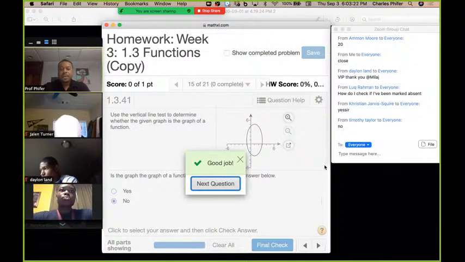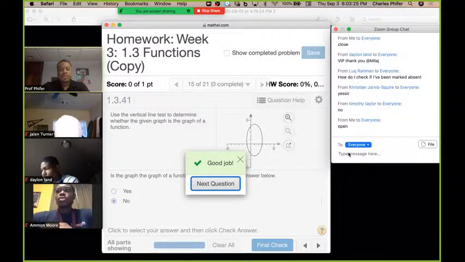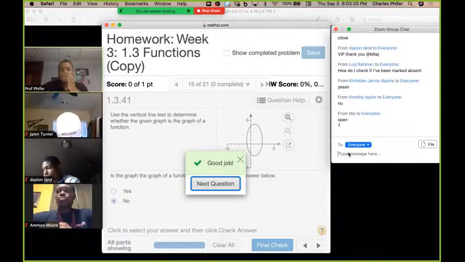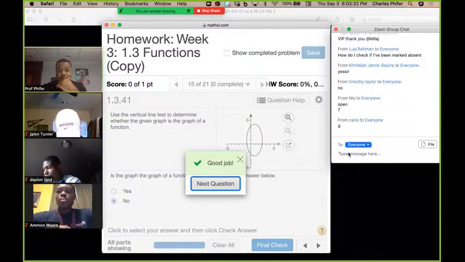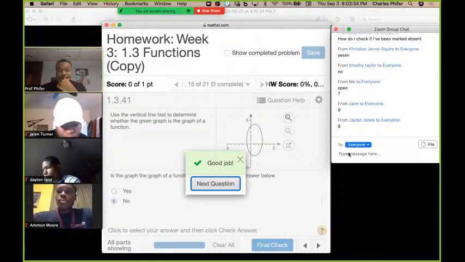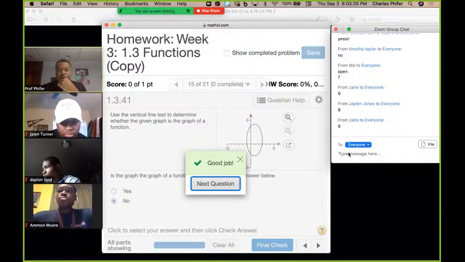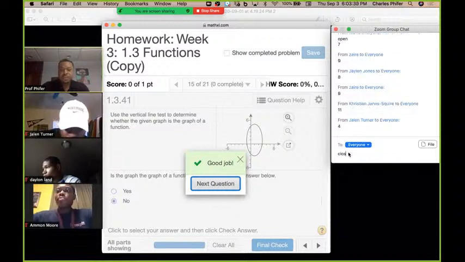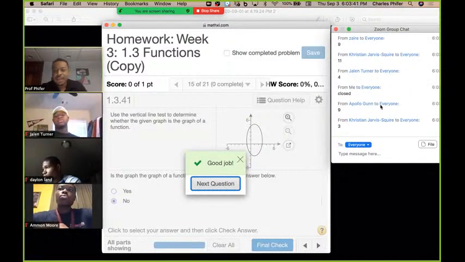Okay. Let me see. I'm going to hit open. I'm going to go 20. I'm going to go 7 this time. So 7. I'm going to leave the polls open for 10 seconds. 8, 7, 6, 5, 4, 3, and 2. We're going to type close. Okay, let's see how do we do.